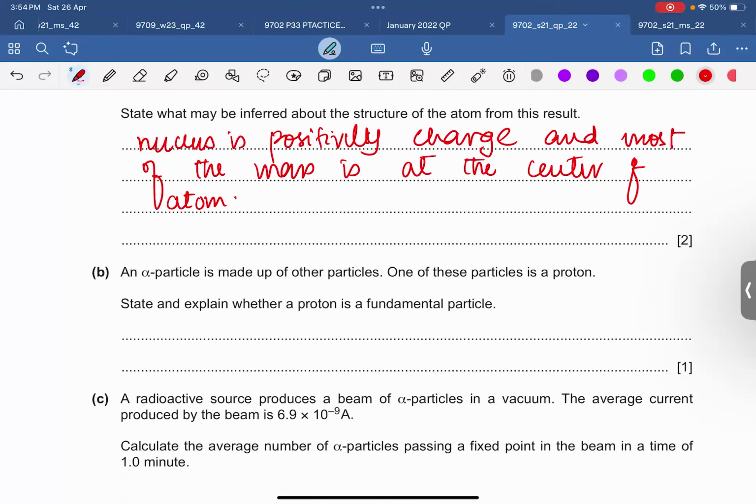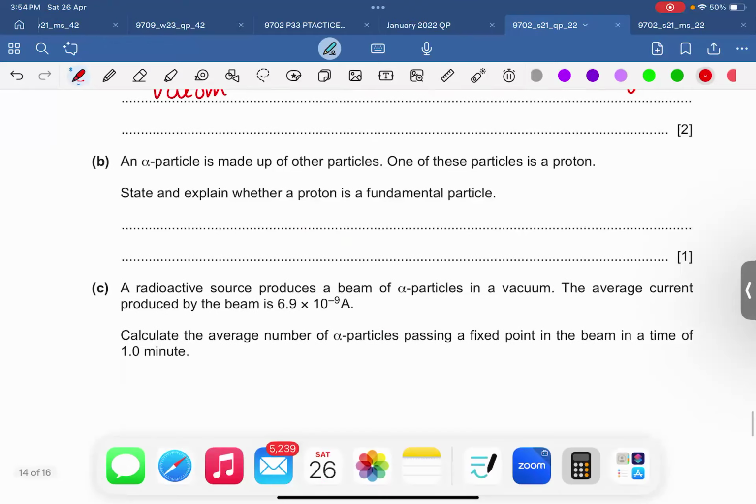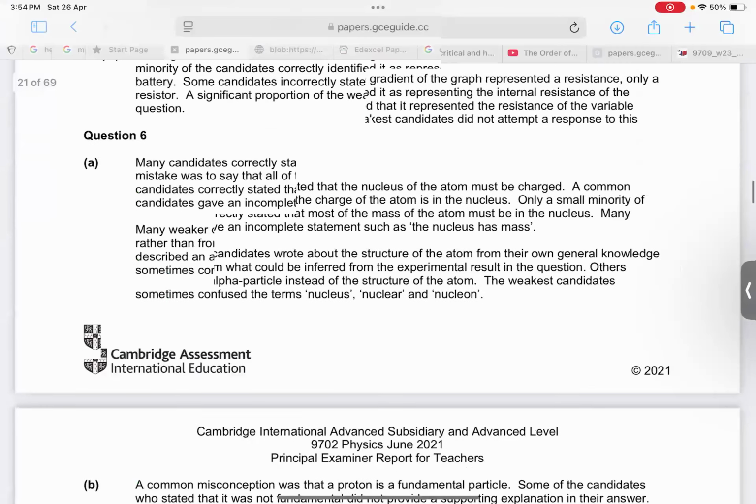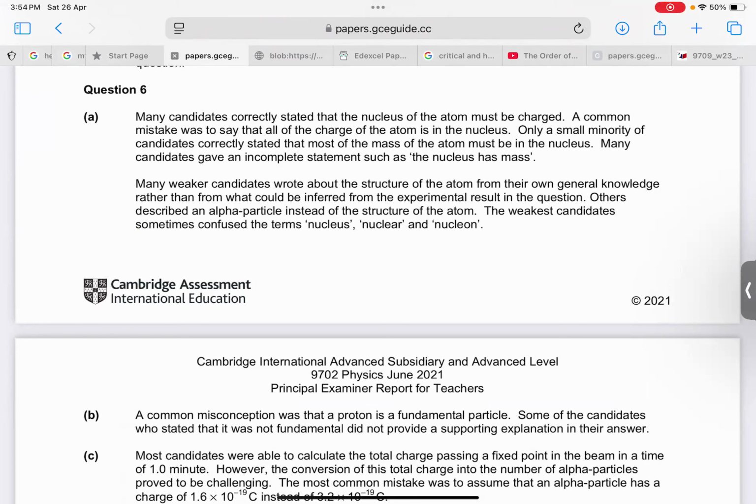Okay, आगे आ जाइए. अच्छा बाय द वे, एक मिनट इसकी एग्जामिनर रिपोर्ट चेक कर लेते हैं. Sir, for that question, can we write most of the atom is empty space? Will that?